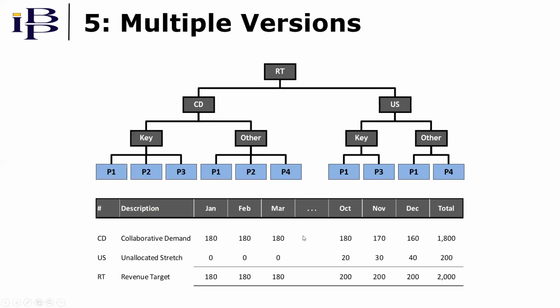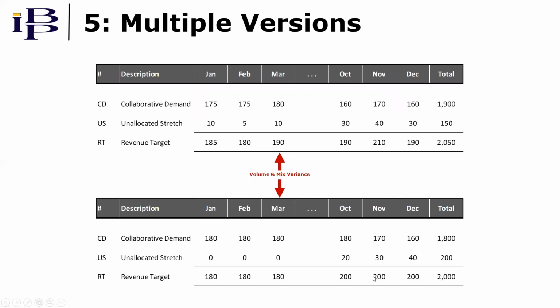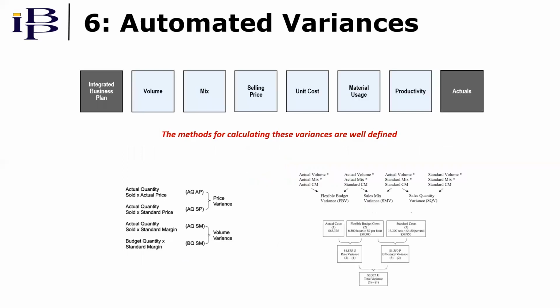And you can see that over the course of time you have a collaborative demand number and an unallocated stretch, which really comprises your total revenue. And over time, you can see that it can change. And one of the things you want to be able to do is manage the volume and mix. So it's important to have these different views of the model and reconcile them, and have different people who are dealing with these different components of the model maintain them.